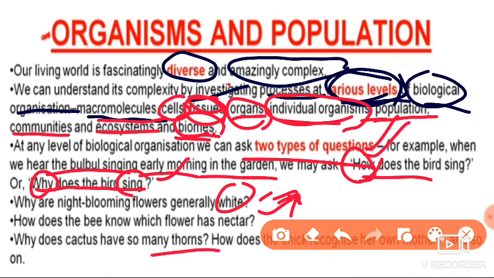Then, how does the chick identify its own mother? How the chick recognizes her own mother is also a question. Naturally they identify their mothers. That is the thing. These are all the introduction regarding organisms and population.